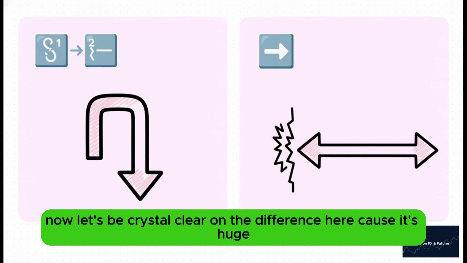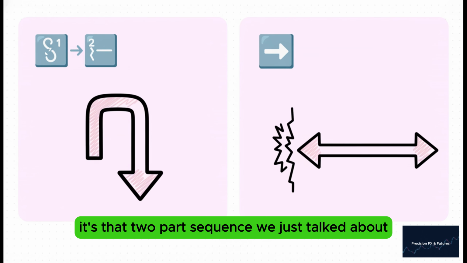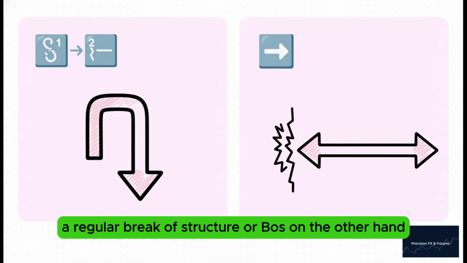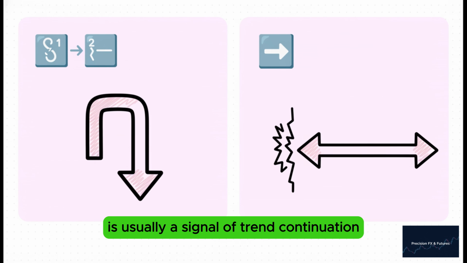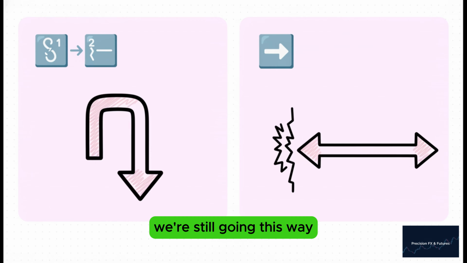Now, let's be crystal clear on the difference here, because it's huge. A market structure shift is a signal of a potential reversal. It's that two-part sequence we just talked about. A regular break of structure, or BOS, on the other hand, is usually a signal of trend continuation. It's just a single, powerful move that says, yep, we're still going this way.